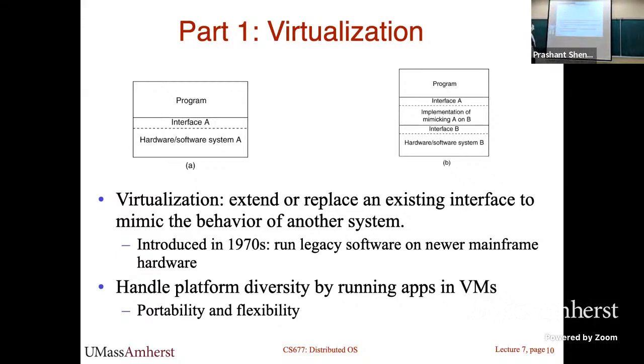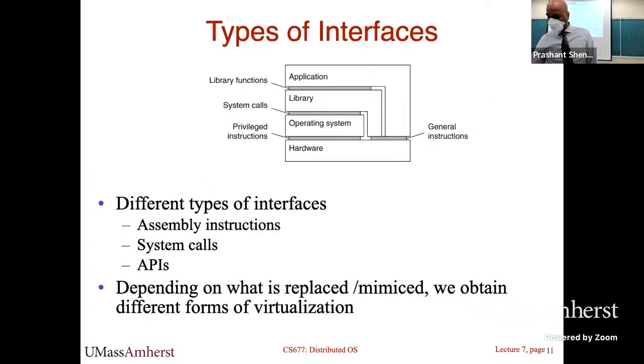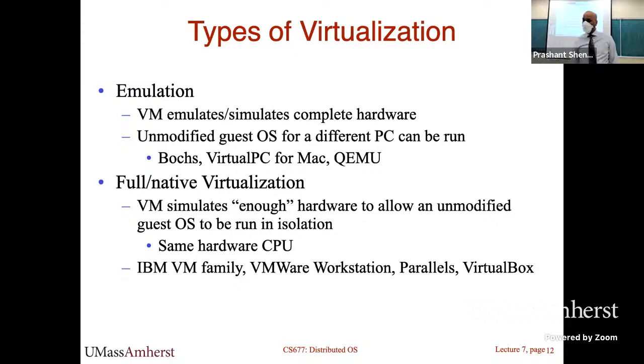All right. So this is the picture you want to keep in mind. This is the definition of virtualization I mentioned last time. Essentially, it's a technique that allows you to extend or replace an existing interface using the native interface to mimic the behavior of another system. Okay, so we talked a little bit about why you want to have virtualization, the history of virtualization, and so on. So we'll continue from that point on and talk about different types of virtualization today.